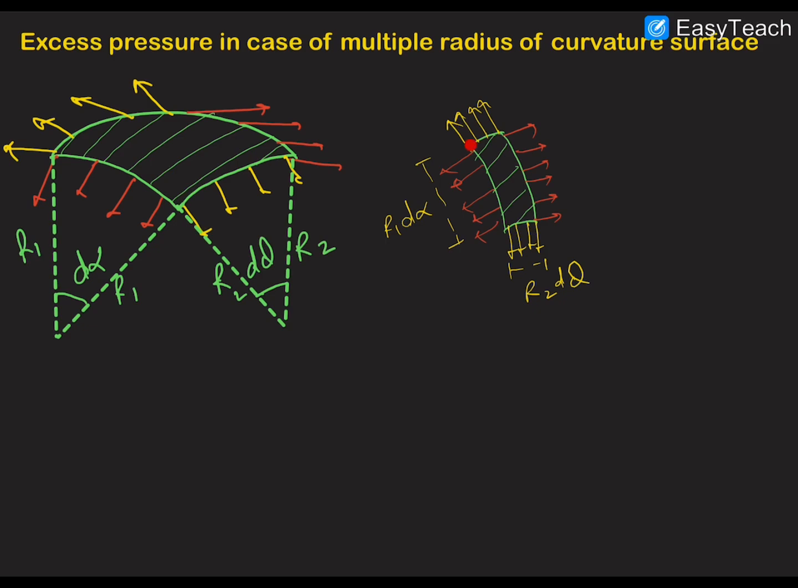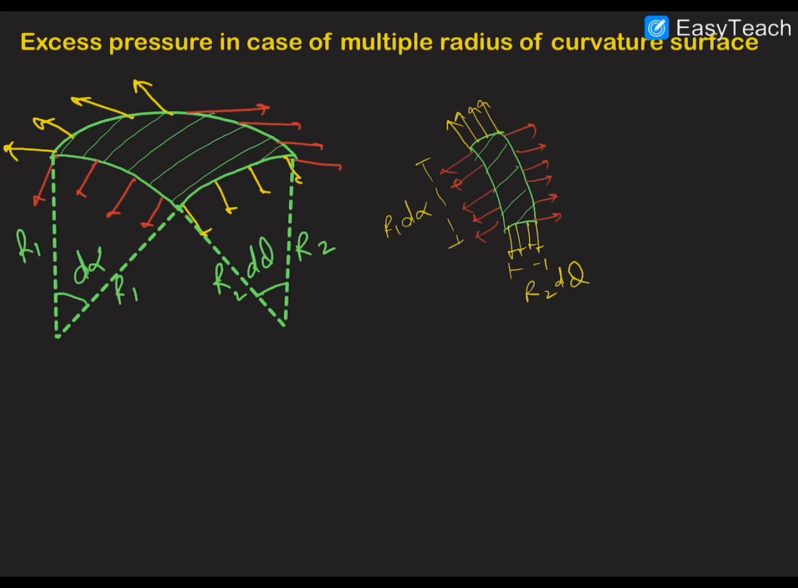You can see that I've drawn this diagram here: the radius of curvature of this curve is R2 and the angle made by this arc at the center is d theta, and the radius of curvature of this curve is R1 and the angle made by this arc at the center is d alpha. Therefore we can say that this length will be R2 d theta and this length will be R1 d alpha.